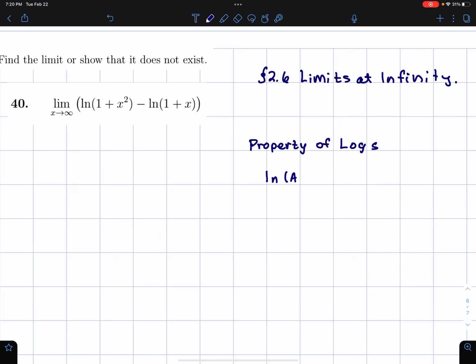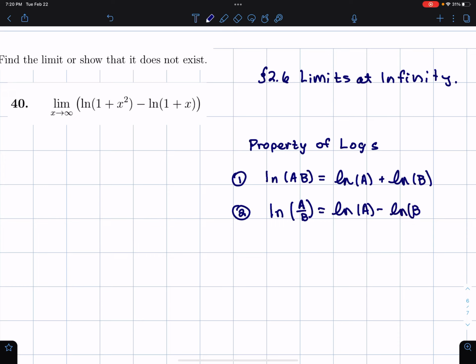If I have a times b, but it could be any base, 2, 10, whatever, ln of a times b is ln a plus ln b. That's the first property. The second one, we're not going to use that here actually, is that ln of a divided by b is equal to ln a divided by ln b. That's the one we're going to use here.